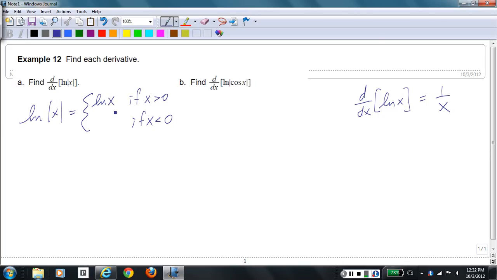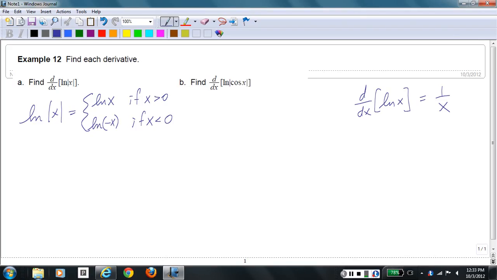If x is positive, absolute value of x is equal to x, and so this is just the natural log of x. If x is negative, when we take the absolute value of x, we get negative x. The negative sign is to make it positive, right? X itself is negative, so put a negative sign there and make it positive. So that represents a positive quantity, and then we can take the natural log of that positive quantity that's inside the parentheses. So what we want to do is differentiate this on each of these open intervals.